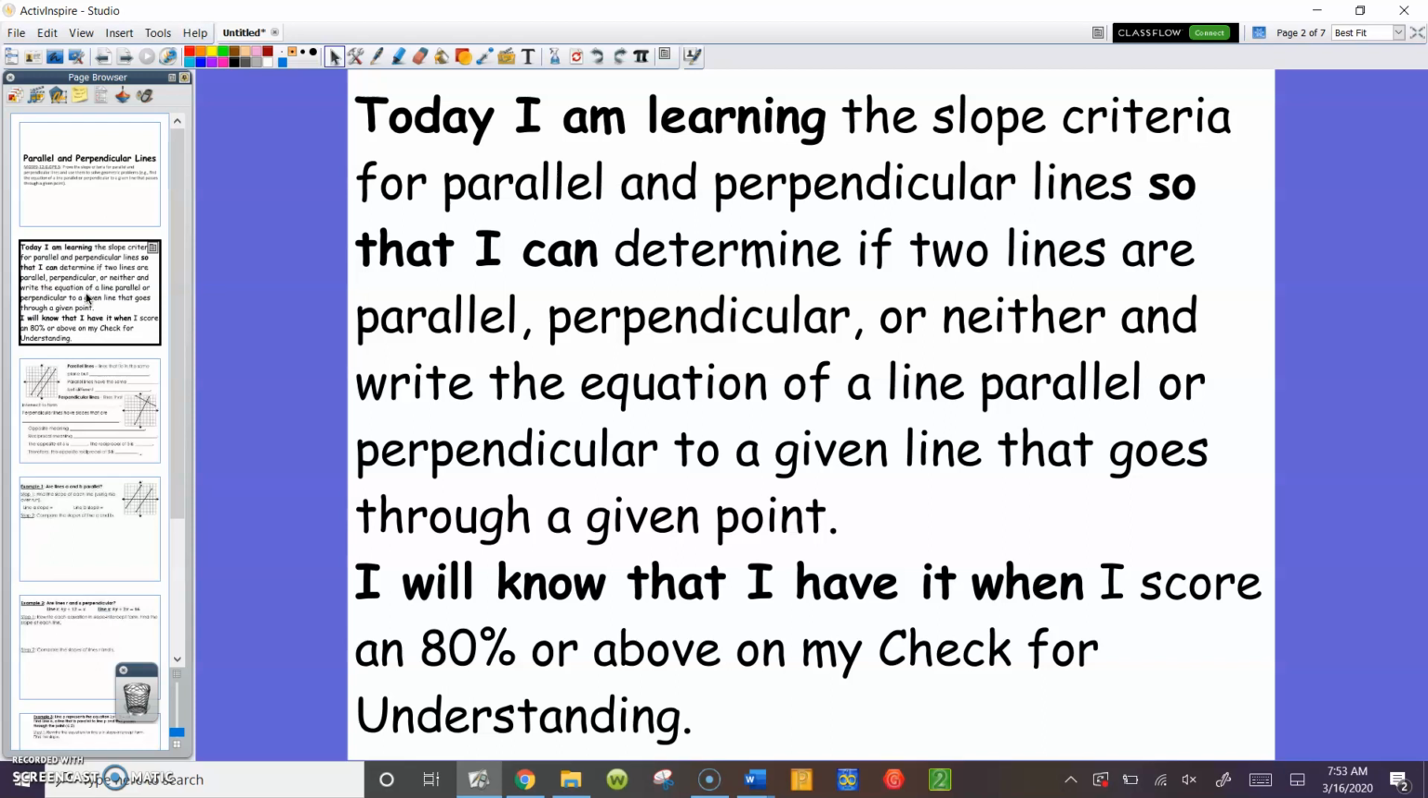Today I am learning the slope criteria for parallel and perpendicular lines so that I can determine if two lines are parallel, perpendicular, or neither, and write the equation of a line parallel or perpendicular to a given line that goes through a given point. I will know that I have it when I score an 80% or above on my check for understanding.